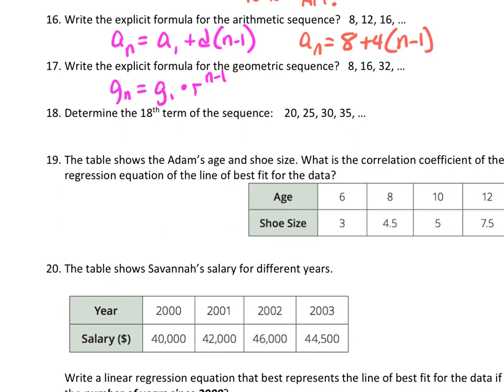For number 17, you will want to include the formula for the geometric explicit formula, which is written in purple. So G sub n equals G sub 1 is my first term, which again is also 8 times the common ratio, and it looks like they're multiplying by 2 every time, so my common ratio is 2 raised to the n minus 1 power, and that is my answer.